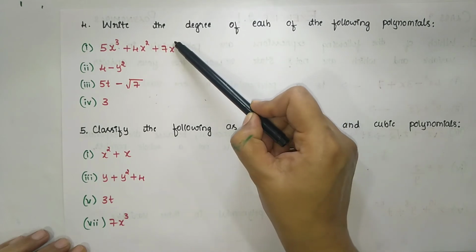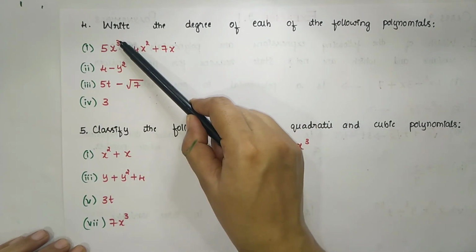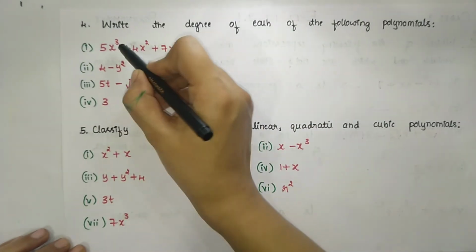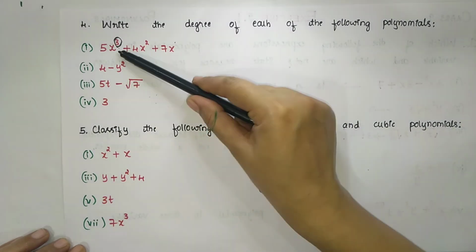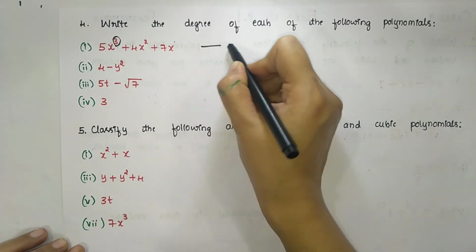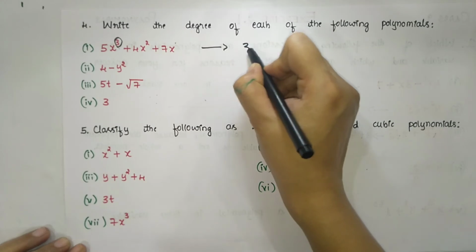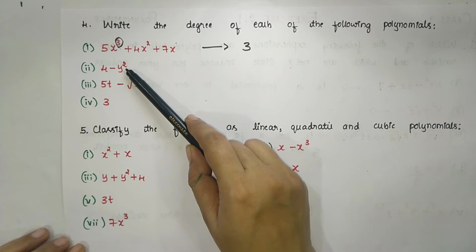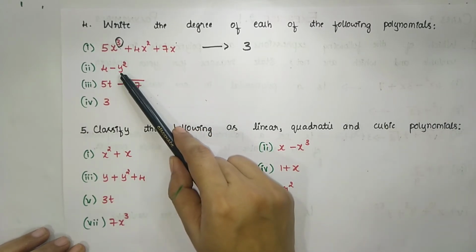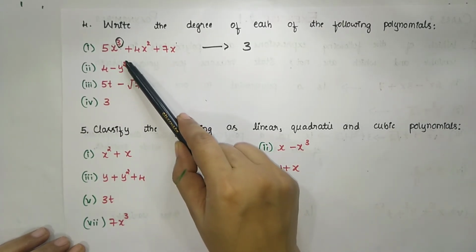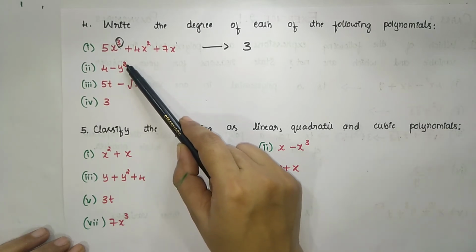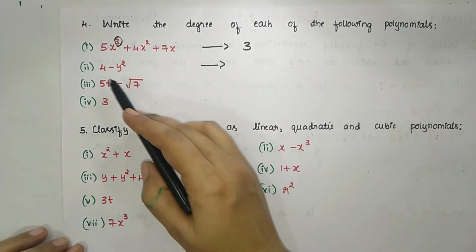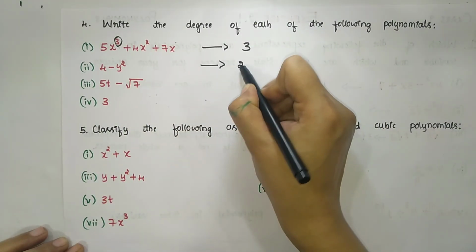Here we have x power 1, x power 2 and x power 3. Among x power 1, 2 and 3, 3 is the highest power, or the degree of the polynomial. So the degree of the first polynomial is 3. In the second question we have 4 minus y square. There is only one term with a variable, y square, so the highest power of the variable is 2.